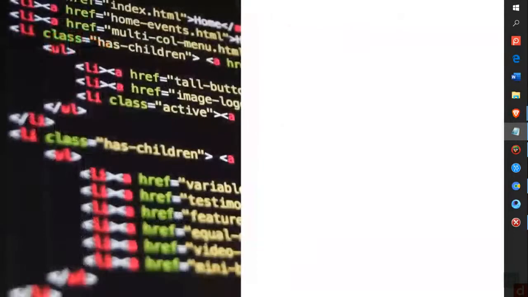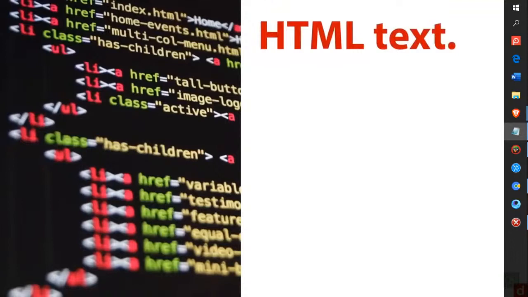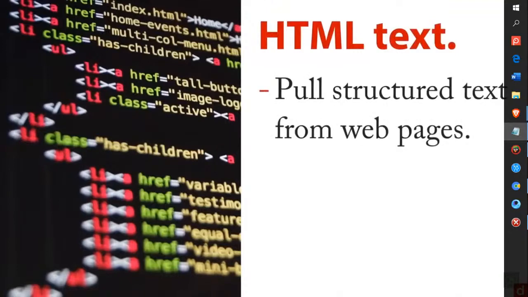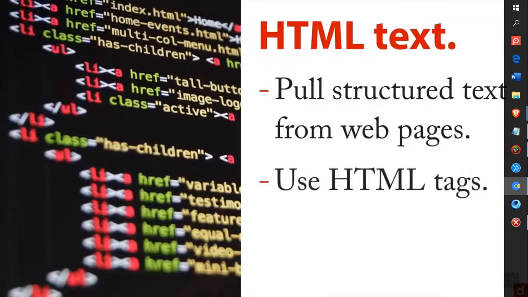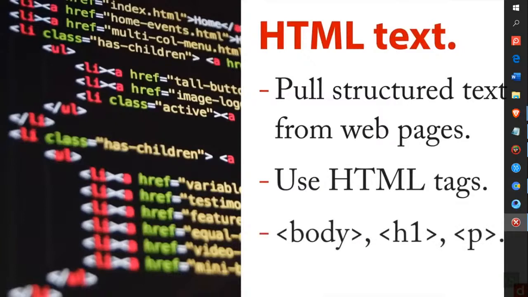Now, what you're going to do is look for information on the web page. If you're looking for HTML text, you're going to pull structured text from web pages, similar to how a reader view works in a browser. It uses HTML tags on the web page to identify what's the important information. So that's things like body, H1 for header 1, and P for paragraph in the angle brackets.